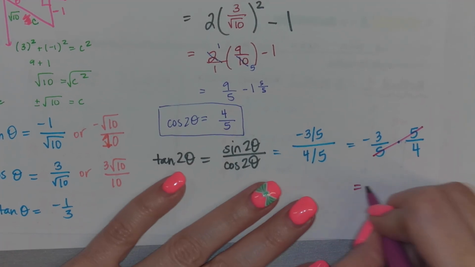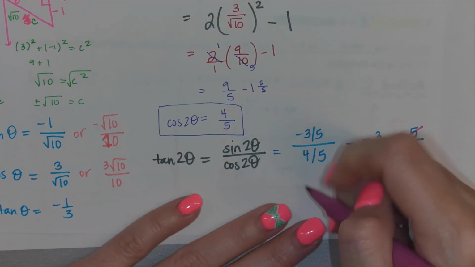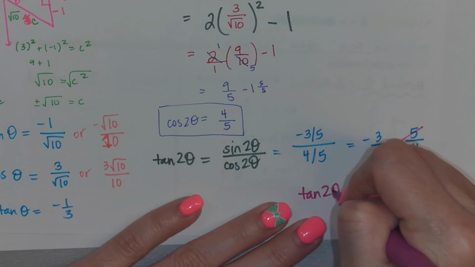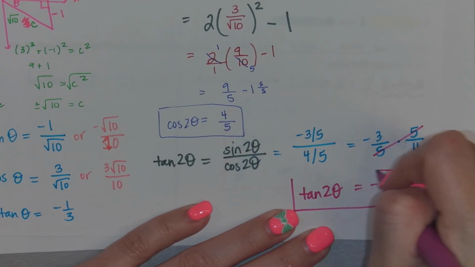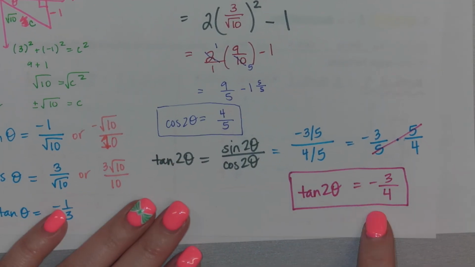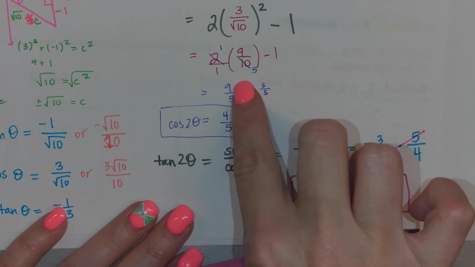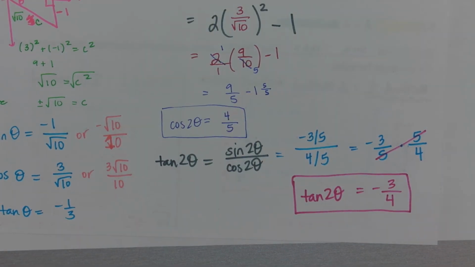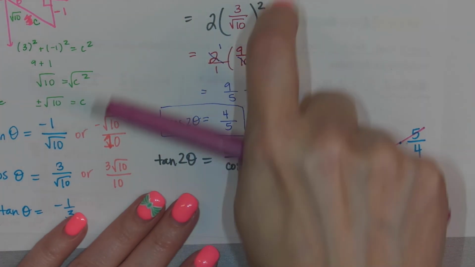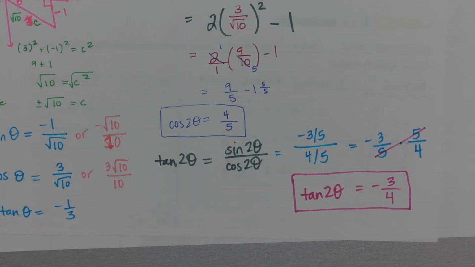Okay, so this is going to be negative 3/4. That's the tangent of the double. Again, this does rely on these two steps being correct. Okay, but that is the fastest way if you have to find all three. If you only have to find the tangent, it's quicker to just use the formula with the tangent. All right, any questions for me on those?